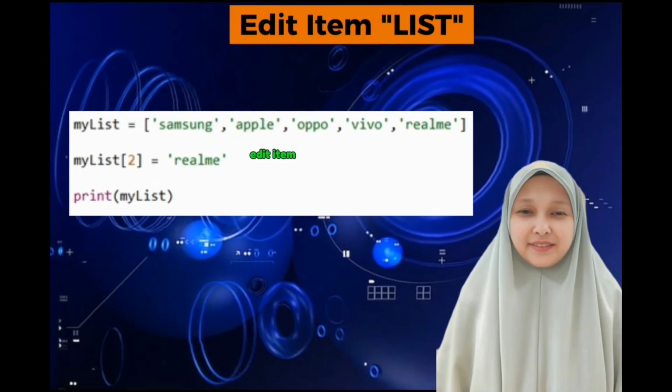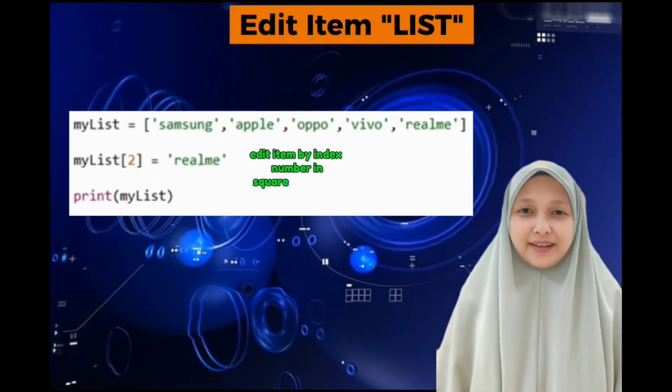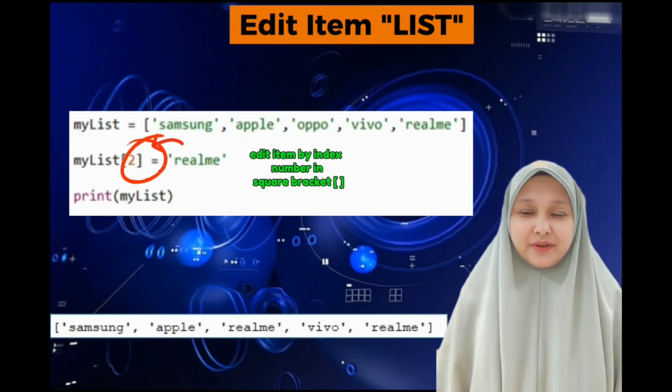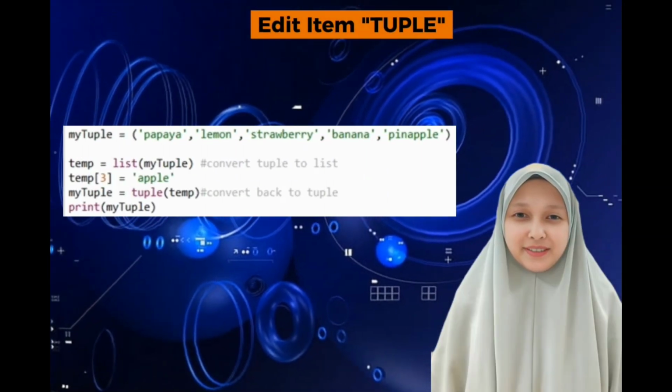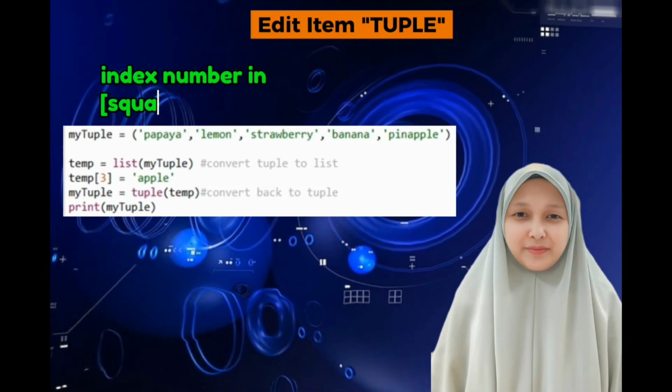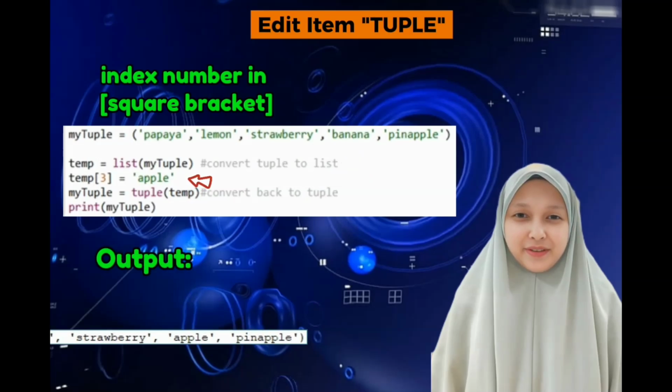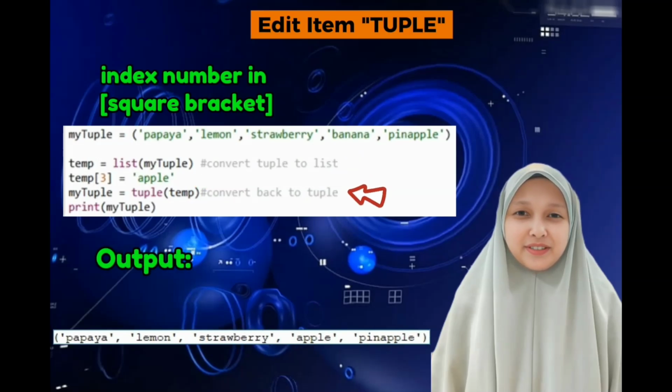Edit lists. Use the index number in square brackets and specify the new value for that index number. When we print mylist, the output will change the value according to the specified index number. Edit a tuple by index number in square brackets. When you want to change elements, you convert the tuple to a list, make a change, and convert it back to a tuple. The output shows the elements changed according to the index number.